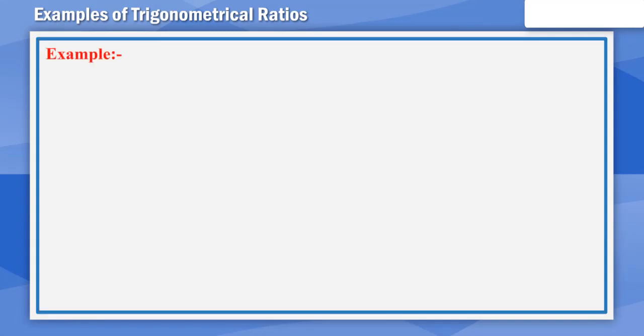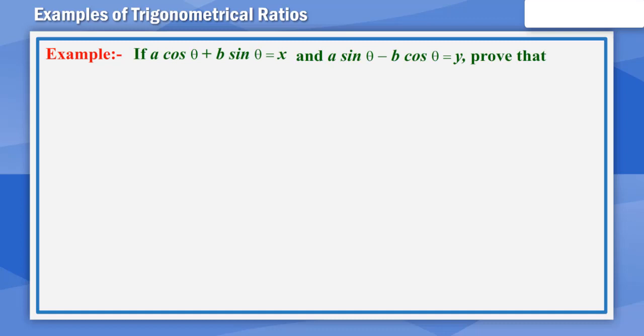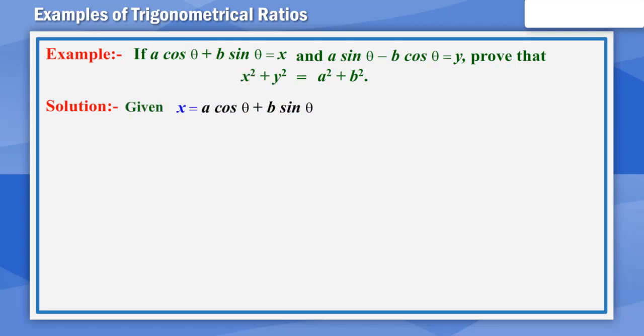Let's take the next example. If A cos theta plus B sin theta is equal to X and A sin theta minus B cos theta is equal to Y, prove that X square plus Y square is equal to A square plus B square. Let's solve this. It is given that X is equal to A cos theta plus B sin theta. Call this first. Y is equal to A sin theta minus B cos theta. Call this second.